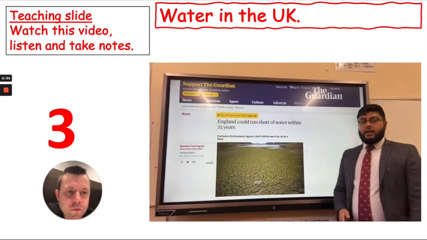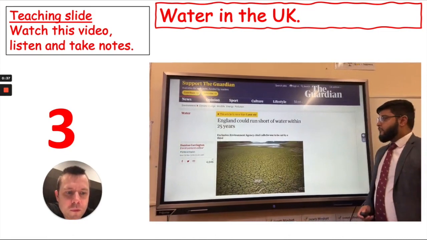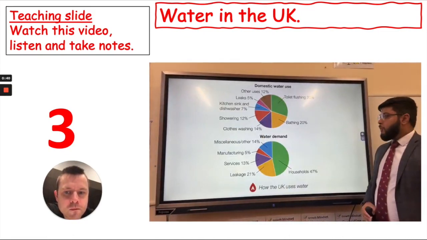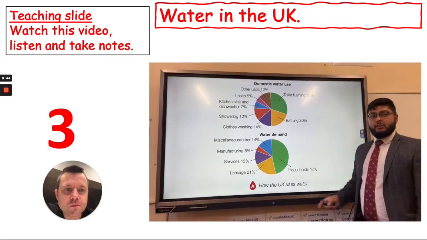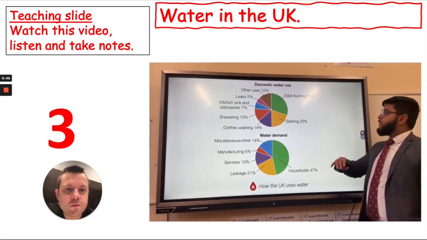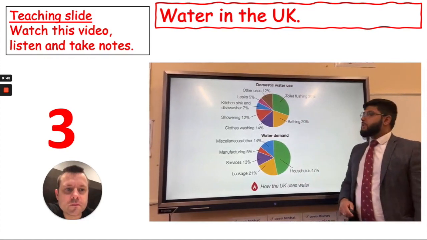So increasingly common are headlines about how the UK is running short of water. So if we have a look at our water demand in the UK, we can see most of our water in the UK gets used in households, 47%. And within that household use, most of it is used for flushing toilets, 30%.